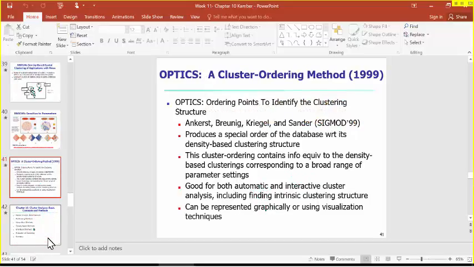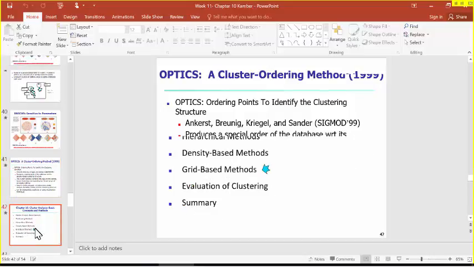Okay, the next algorithm is known as OPTICS, which is a cluster ordering method, and OPTICS means Ordering Points To Identify the Clustering Structure. It was proposed in 1999 and produces a special order of the database with respect to its density-based clustering structure. This cluster ordering contains information which is equivalent to the density-based clustering, and it is good for both automatic and interactive cluster analysis and can be represented graphically, or you can also use some visualization techniques to represent it.